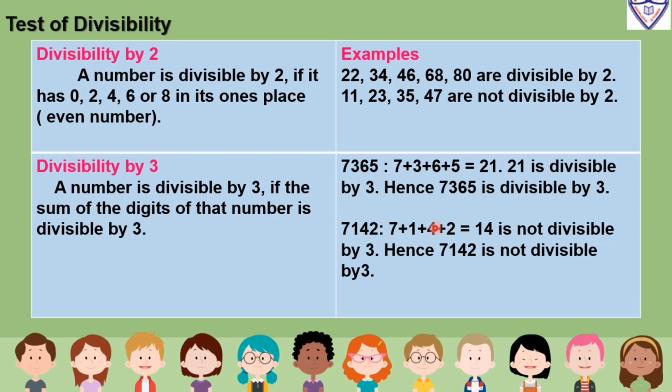Now second example, 7142. So now we will add 7 plus 1, 8. 8 plus 4, 12. 12 plus 2, 14. Now we have to see whether 14 will come in the 3 table or not. No, it will not come. So 14 is not divisible by 3 and 7142 is not divisible by 3.